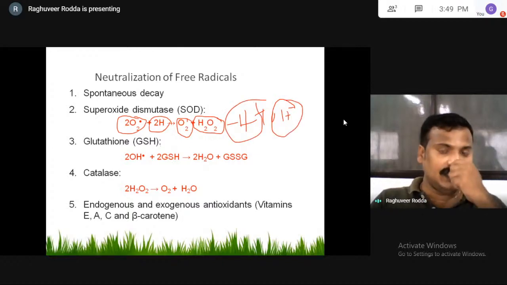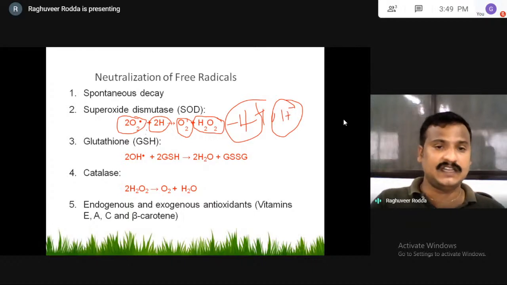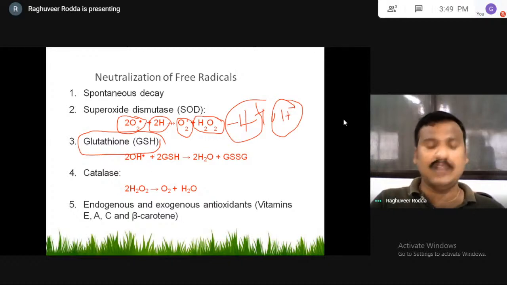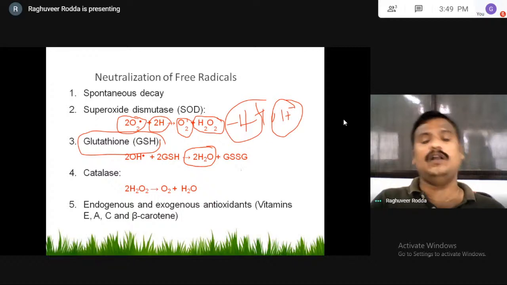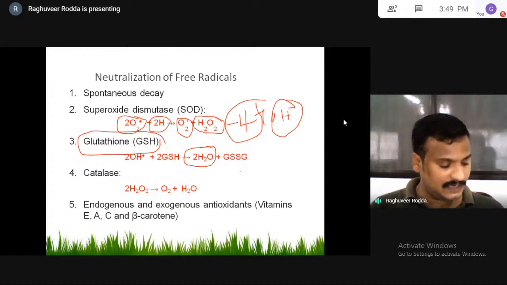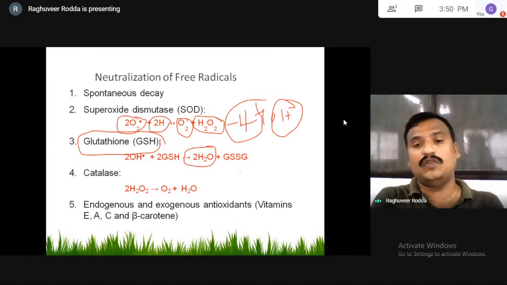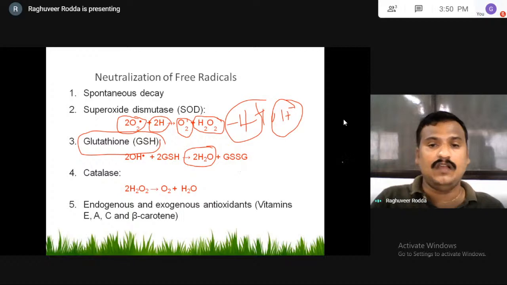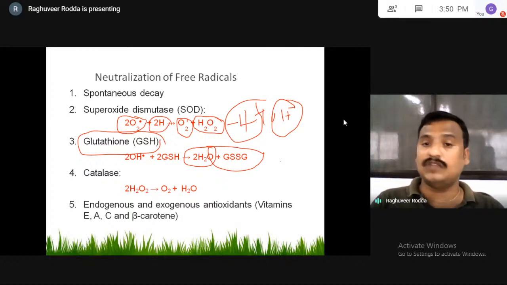Immediately, there is one more mechanism, that is the glutathione mechanism. This glutathione will react with the reactive hydroxyl molecules and will produce water. It also produces glutathione disulfide. Glutathione disulfide and water are both non-reactive.